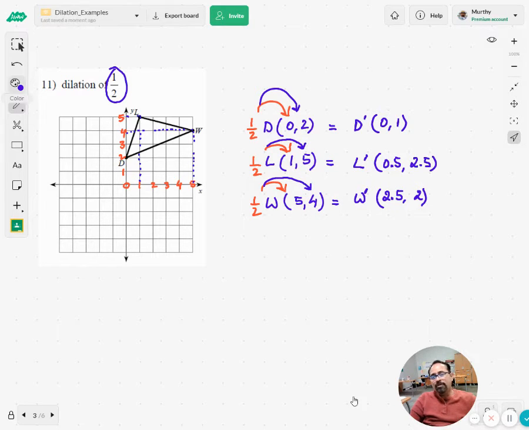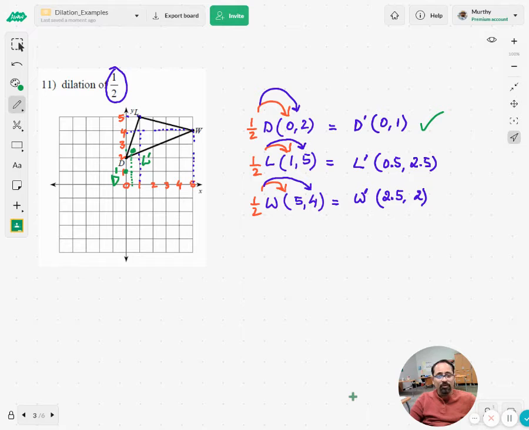Now, let's plot these points on the coordinate plane. First one is D prime (0, 1): x value is 0, y value is 1. This is going to be D prime. L prime is (0.5, 2.5). So 0.5 lies between 0 and 1 on the x-axis, and y is 2.5, so between 2 and 3. These two are meeting at this point. Let me label it as L prime.